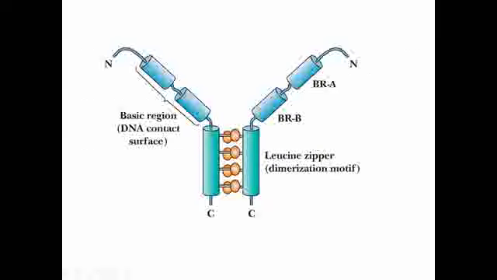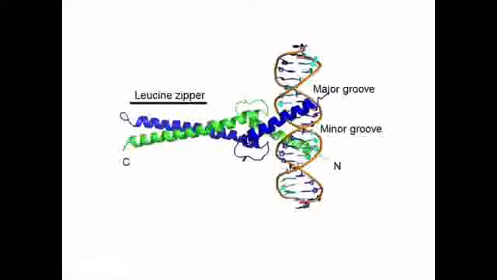This is a pictorial depiction of how a leucine zipper can look. It forms a zip-like structure which holds together the basic region of DNA and links it to the protein. This is a three-dimensional structure showing how a zipper motif can interact with the major groove of DNA.